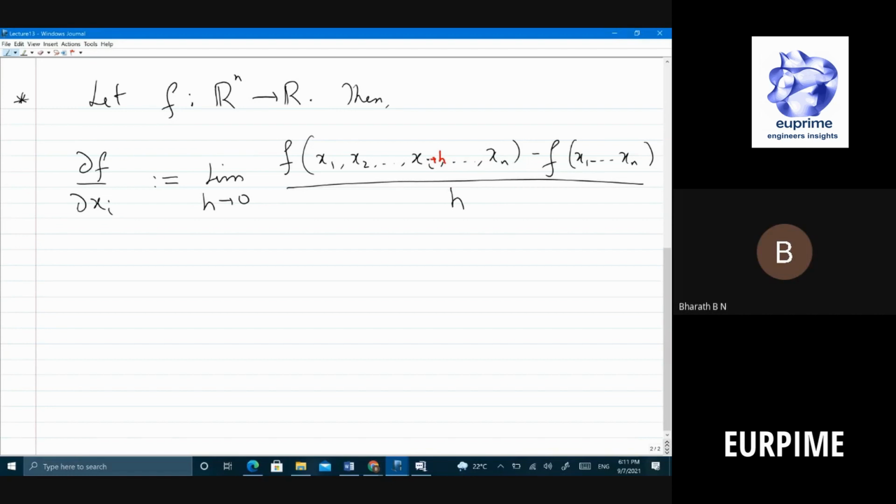So now I can do that for every direction i, x1, x2, x3, and so on, xn. I get n derivatives. I collect them and I call it as what? What is that called? I'll do this, right? So I have the derivative of f with respect to x1, f with respect to x2, and so on, f with respect to xn. What is this called?